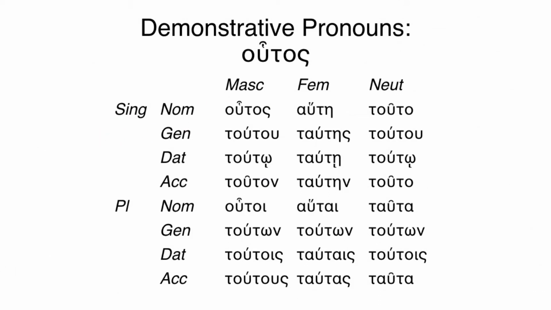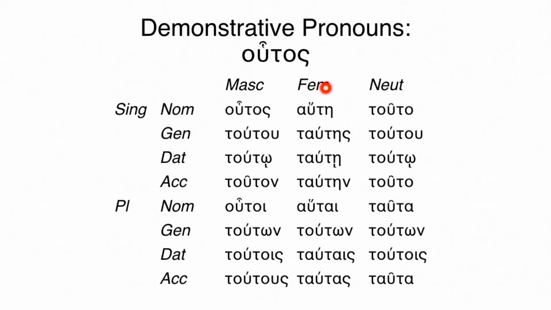The nominative masculine form singular of houtos is houtos. The genitive singular, tutu. The dative singular, tuto. Accusative, tuton. The nominative plural form, houtoi. The genitive plural, tuton. The dative, tutois. And then the accusative, tutus. Fairly easy to learn, as I say, if you understand the pattern.